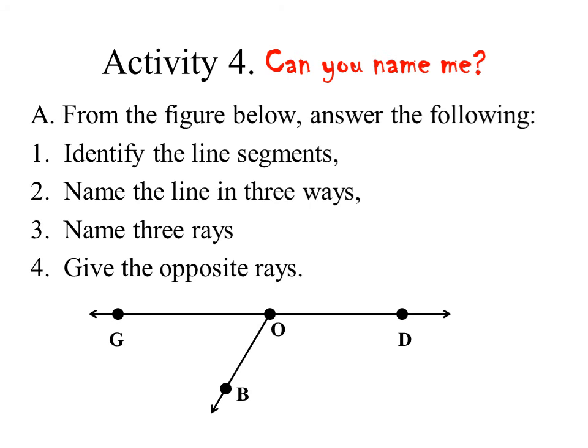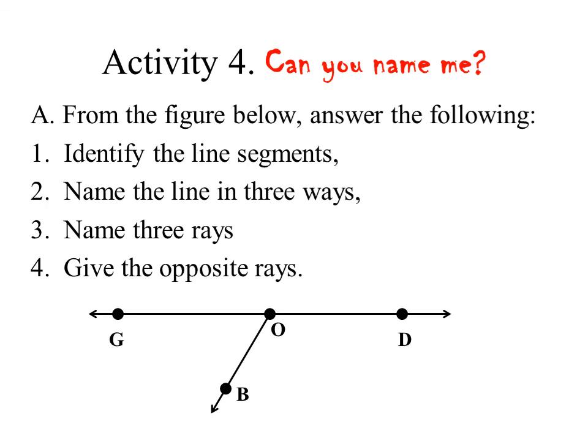Okay? Identify the line segments. Name the line in 3 ways. Name at least 3 rays. Give the opposite rays. Okay? So, be very careful in using the symbols for line segments and rays. They must not be interchanged. So, may we check your answers now?